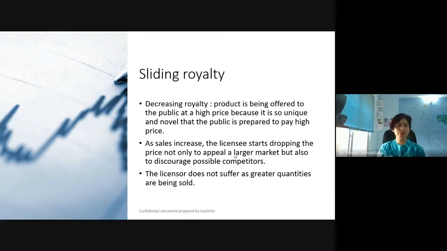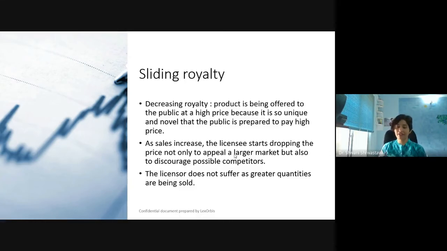This is not only to appeal to a larger market, but also to discourage possible competitors. Because when you launch a product in the market, you can have multiple competitors. So if you keep selling the product at a high price, then your competitors can reduce the price and it will affect your revenue and sales a lot.